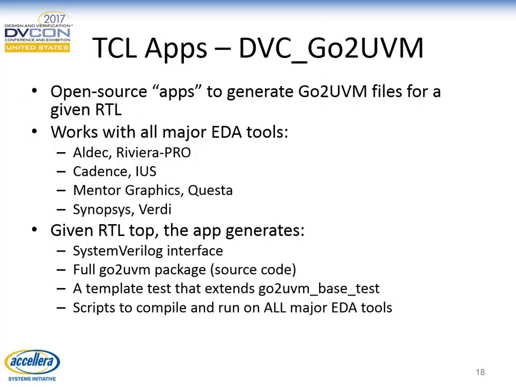Now, on top of this, given that RTL designers already have an RTL top, we don't want the engineers to sit and write the interface file and connect to the virtual interface. We have an open source TCL app that talks to the EDA tool under the hood, gets a list of ports, and then creates a SystemVerilog interface. It works with all tools, I'll list all the tools here. Given an RTL top, it generates a SystemVerilog interface, the package, and the template test. And then it also gives you a makefile.